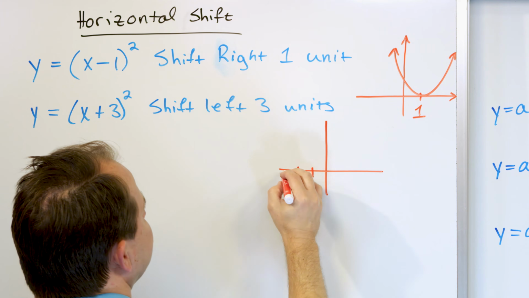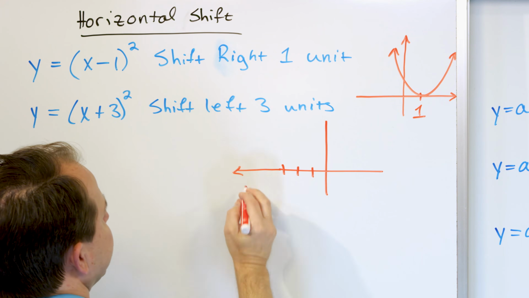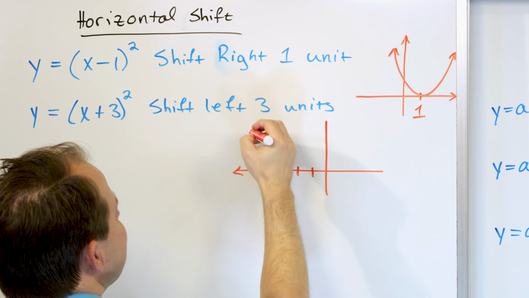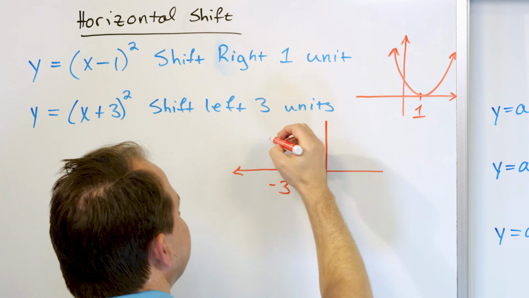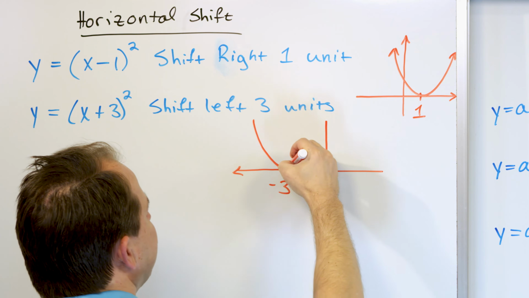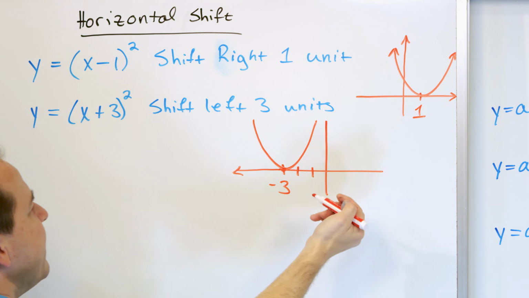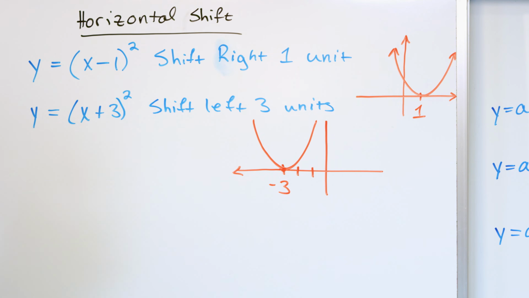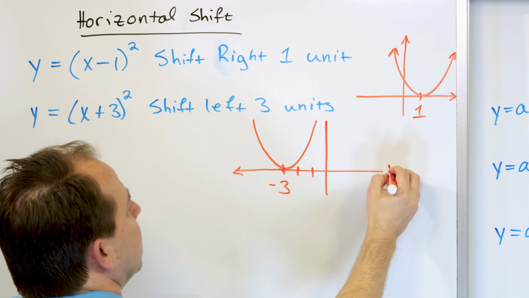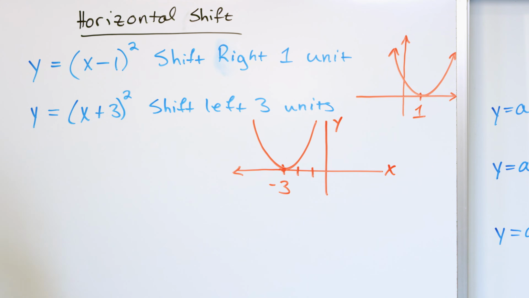Here's -1, -2, -3. I have to extend my graph a little bit. So this is -3, and that means the graph no longer is centered touching the origin. It goes down and touches the -3. So the vertex is right here at -3. That's what we mean when we say it shifted left 3 units along the x direction. So of course this is x and this is y.